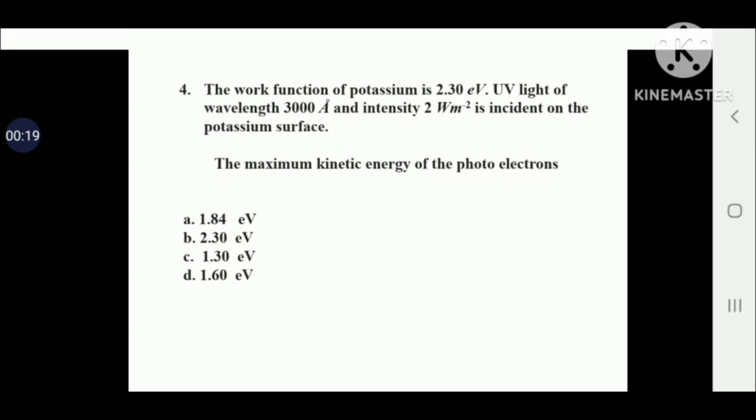Number 4. The work function of potassium is 2.30 electron volt. UV light of wavelength 3000 Armstrong unit and intensity 2 watts per square meter is incident on the potassium surface. The maximum kinetic energy of the photoelectrons is: option A 1.84 electron volt, option B 2.30 electron volt, option C 1.30 electron volt, option D 1.60 electron volt.